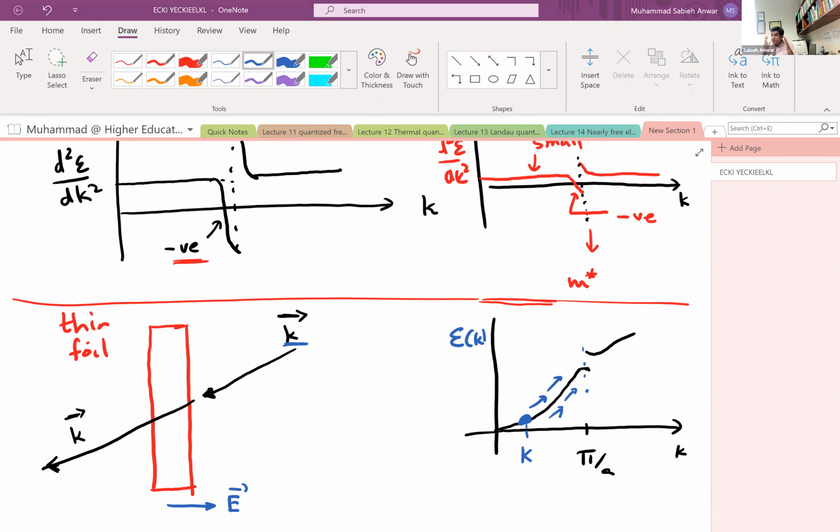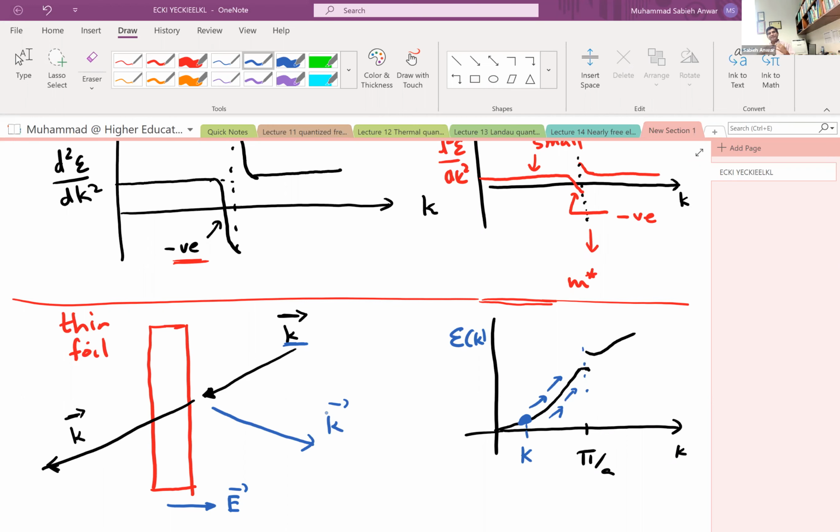At this particular value of pi over a, the electron will have achieved a wave number or a wavelength such that this electron is going to be scattered off, going to be reflected because of the Bragg's condition, as we've already noticed. And when it's reflected, the acceleration of this electron wave has become negative, which means that the effective mass of the electrons has now become negative.